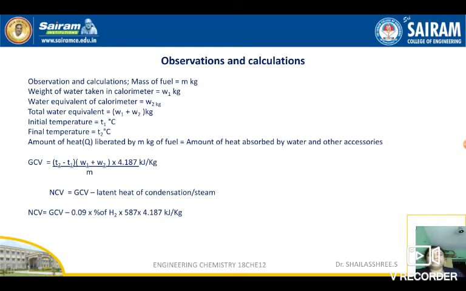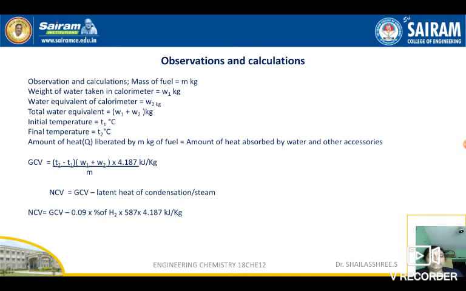Here it is important that you write the observation and calculation part. It will be complete only after writing the formulas of GCV and NCV. If you stop after writing only the description, leaving out the observation and calculations, you will get only half marks. So the observation and calculation parts are very important.